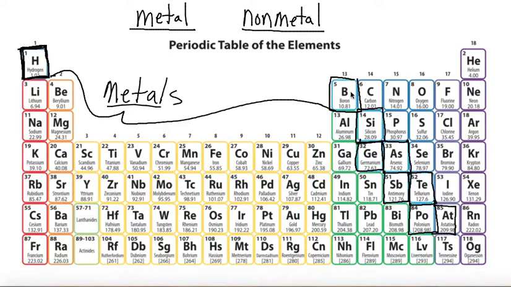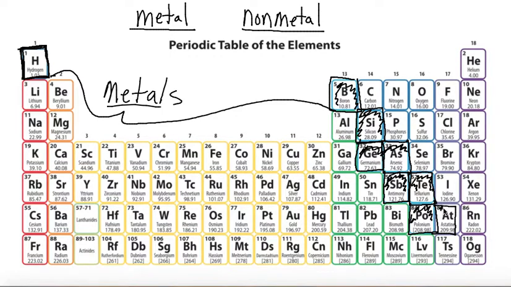That means anything on the right-hand side here are non-metals. So things like carbon, nitrogen, phosphorus, selenium. Let me just highlight this so we can see that dividing line a little better. Now you might be asking yourself, okay, that's easy enough. Anything to the left, these are all metals. Anything to the right of the staircase is a non-metal.